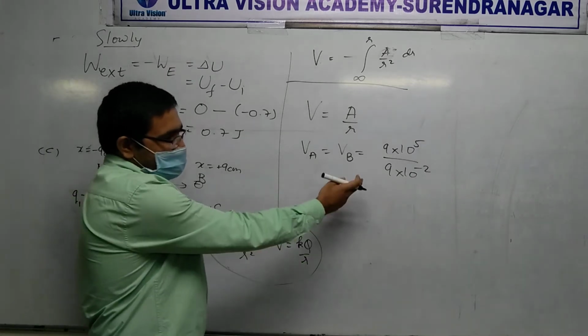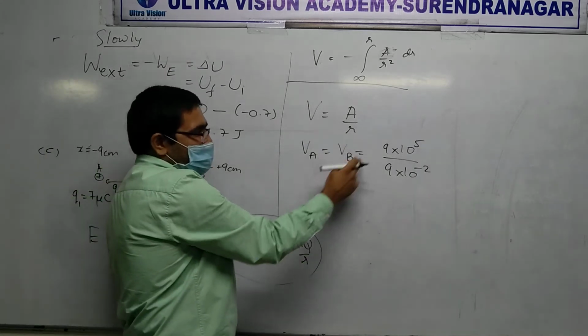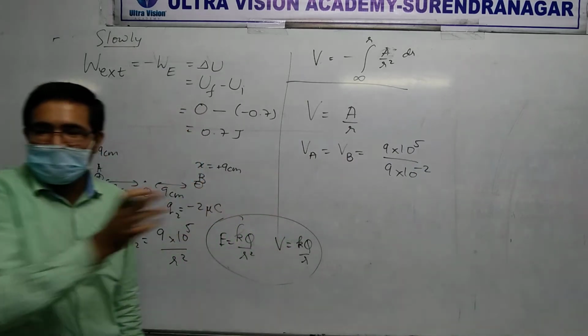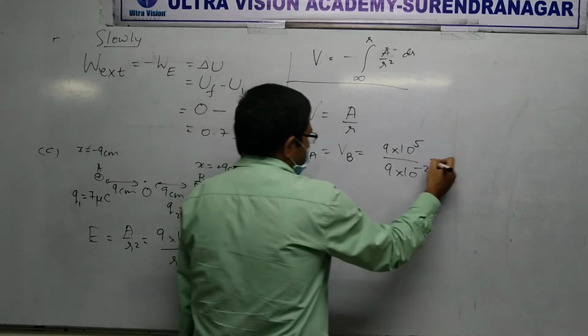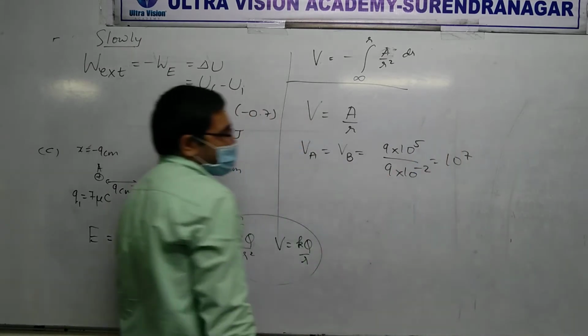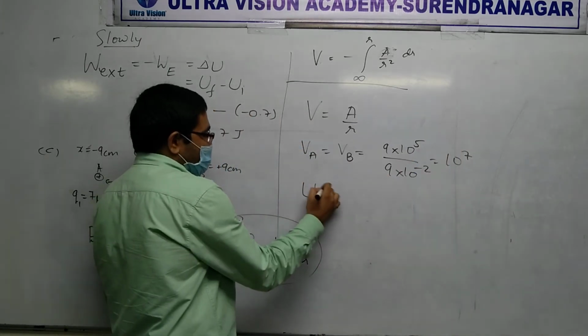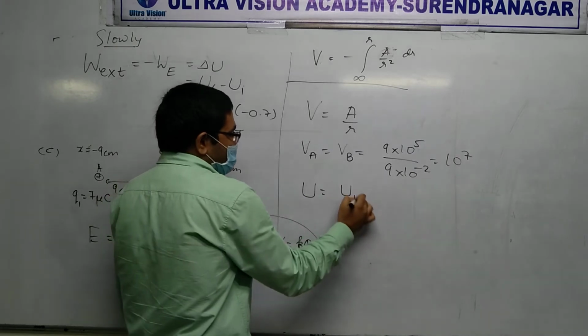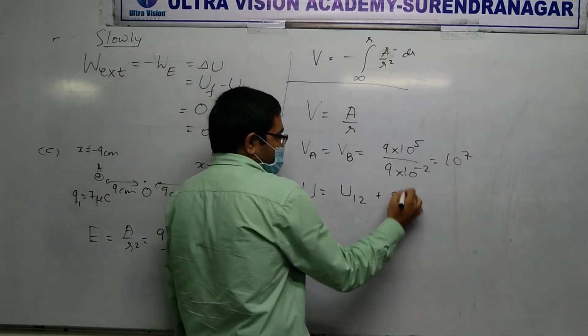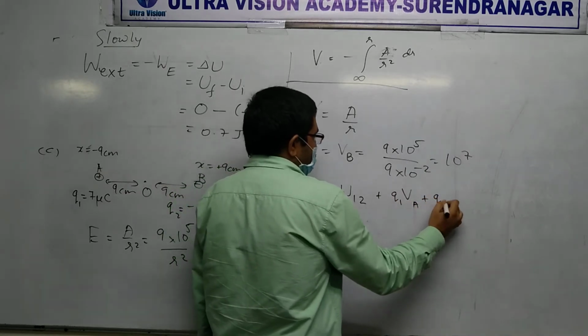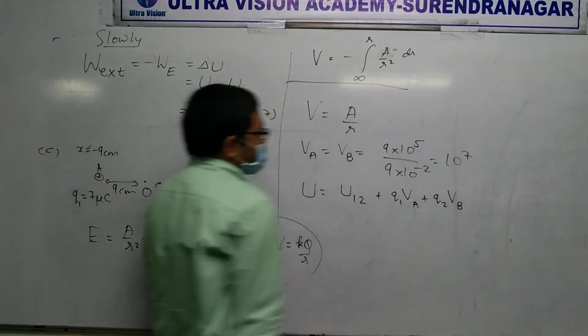Okay. Understood this step? A by r. Both are at the same distance. Clear? So what's cancelled? And this is 10 raised to 7. Okay. Now it's time to find the potential energy. U is equal to U of 1 with 2 plus Q1 VA plus Q2 VB. Clear or not?